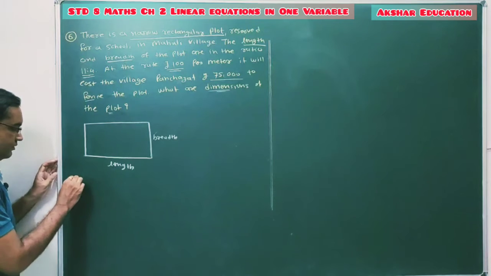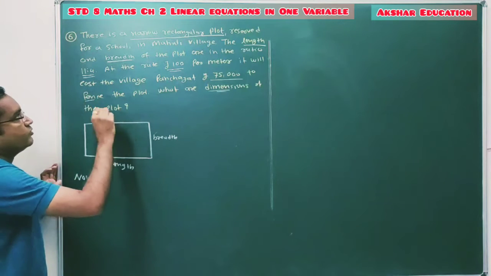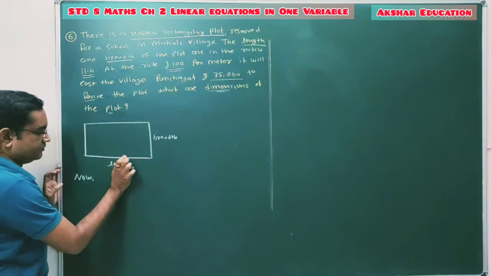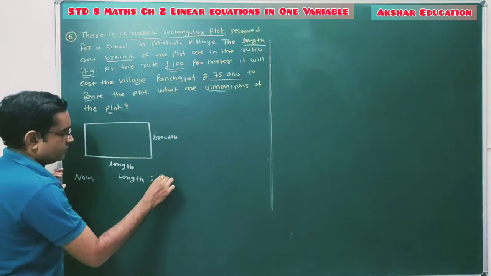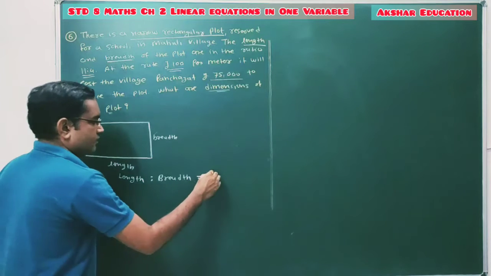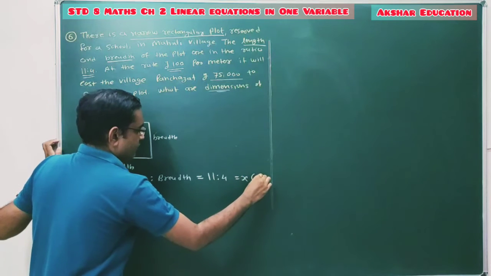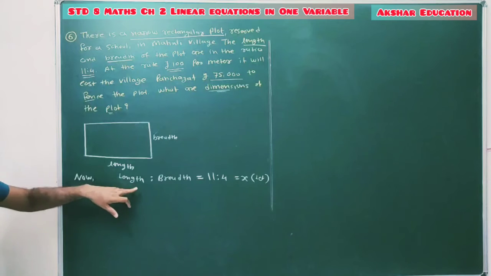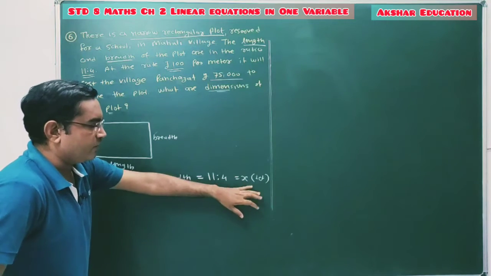So whatever is given, we have to assume that one as x. Whenever the ratio is given, we have to assume that ratio equal to x. So let the ratio of the length and breadth be 11:4, and that is equal to, we have to take one variable. So let that variable be x.